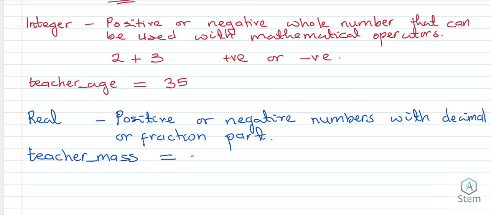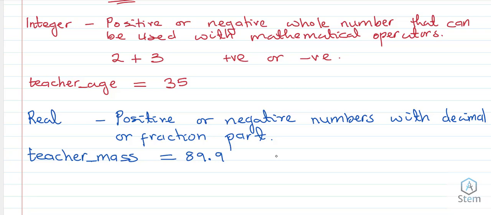So, the teacher mass could be 89.9. When we are playing with numbers, we are not going to put the units over here. That's for physics. We are not going to do it here for now. So that's an example of a real number being used right over there. You can think of a real number when you do calculation of averages. Usually when you divide numbers, they give you decimal points. That's an example of an application of real numbers.